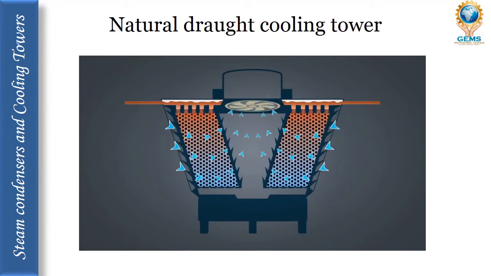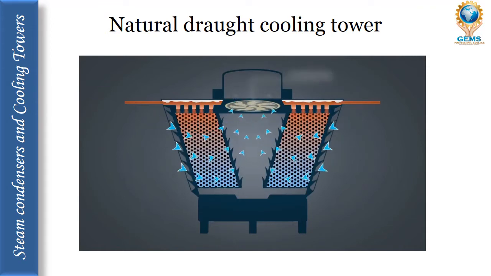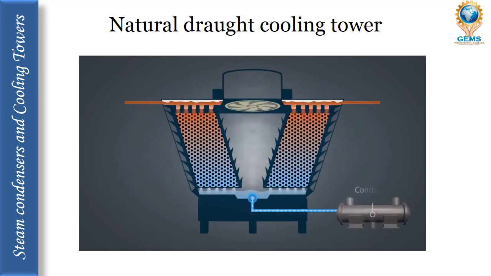The exhaust fan installed at the top draws air across the water droplets, and cooling by exchange of latent heat results in the form of evaporation of a small amount of water. After passing through the fill media, the water gets collected in the basin. From the basin, it is pumped back to the chiller condenser section by the condenser water pump.